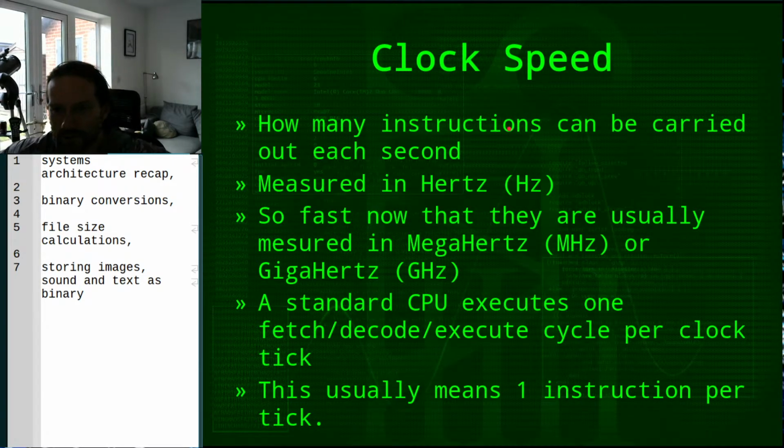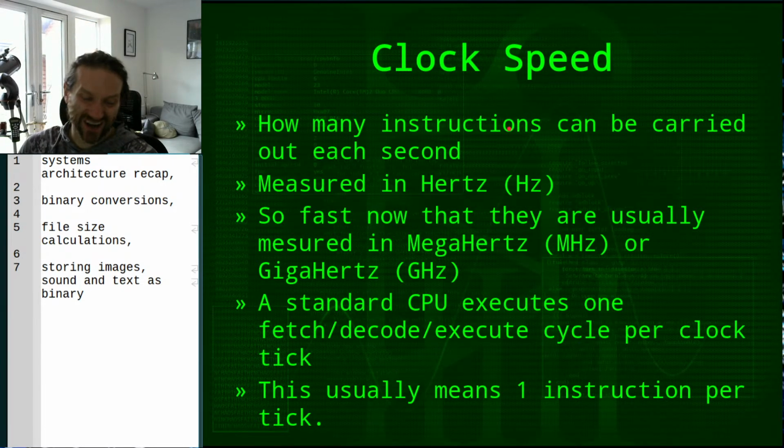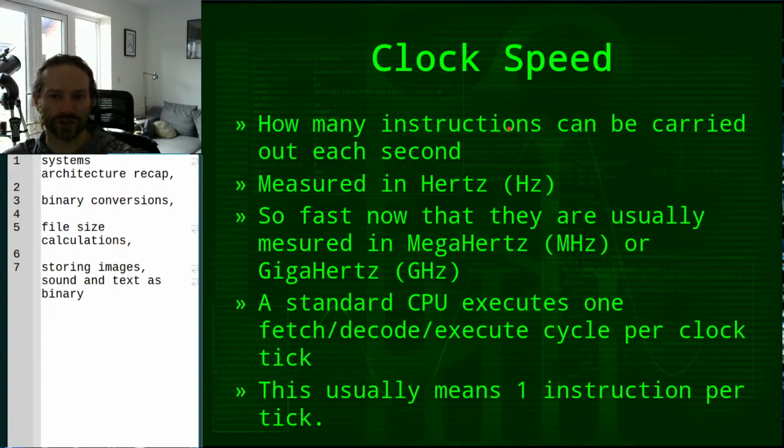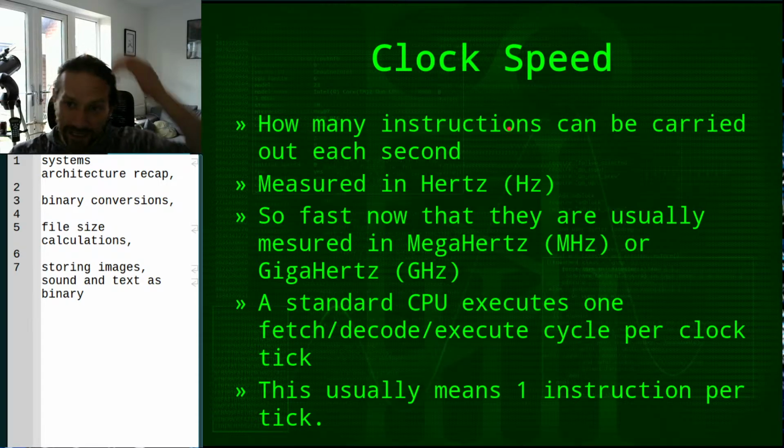Right, let's talk about clock speed. Clock speed, on a very basic level, is kind of like a white lie. It's how many instructions can be carried out each second. If you do A-level computer science, you will understand why that is not strictly true. But in terms of GCSE, that's all you need to know. Technically, the clock speed is how many fetch, decode, execute cycles can happen in a second.